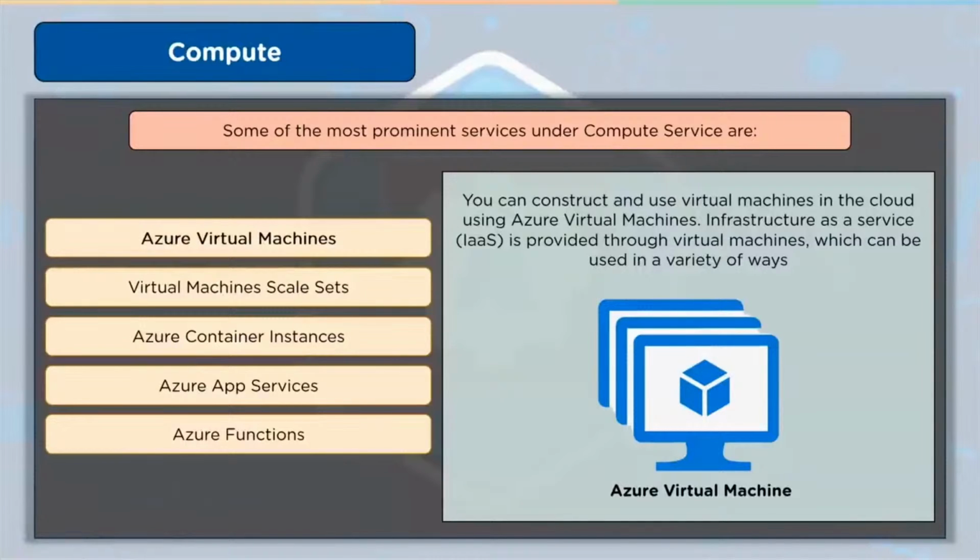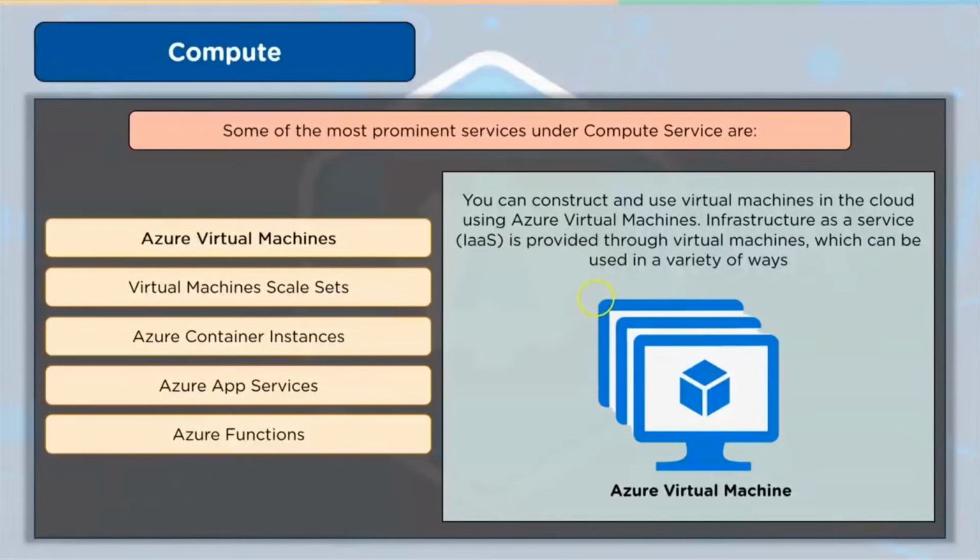Azure Virtual Machines allow you to construct and operate virtual machines in the cloud. Infrastructure as a service is provided through virtual machines, and they can be used in a variety of ways. Virtual machines are an excellent solution when you need complete control over an operating system and its surroundings. All of the software running on the VM can be customized just as on a real machine. Also, when you're running custom software or hosting arrangements, this capability comes in handy.